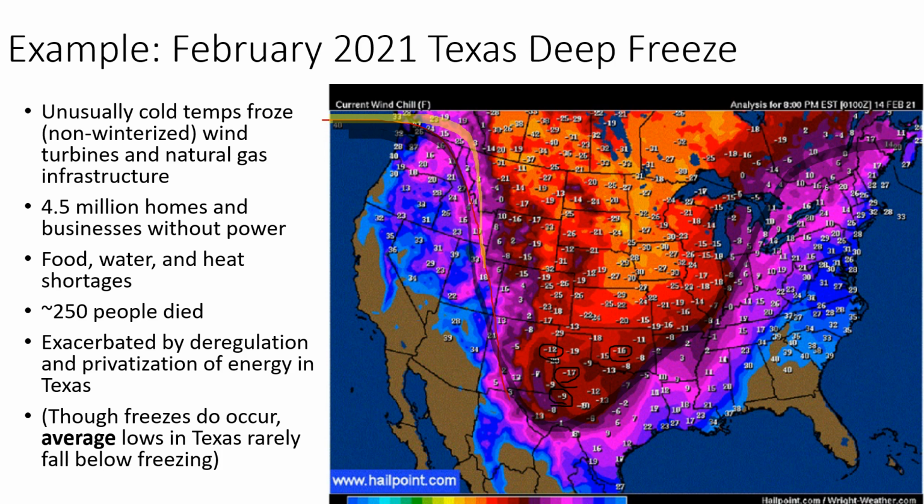So they froze, they locked up, and they didn't produce any electricity. Simultaneously, the natural gas lines also froze because they were also not winterized. So 4.5 million homes and businesses went without power. There were food, water, and heat shortages, and about 250 people died. And this is definitely exacerbated by the private ownership of the Texas grid. We don't need to get in the weeds with that, but Texas's grid has some history behind it. All right. So although freezes do occur in Texas, we never, or at least very rarely, see these -17 degrees Fahrenheit temperatures. So this is just one example of that jet stream instability.